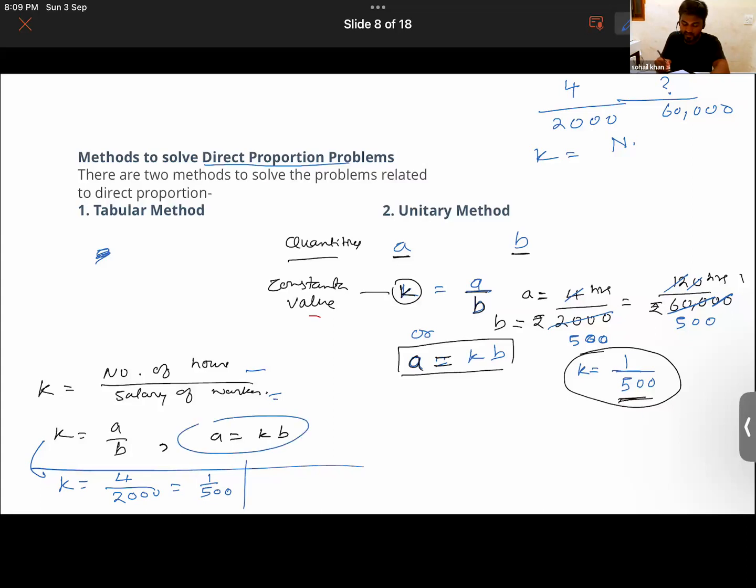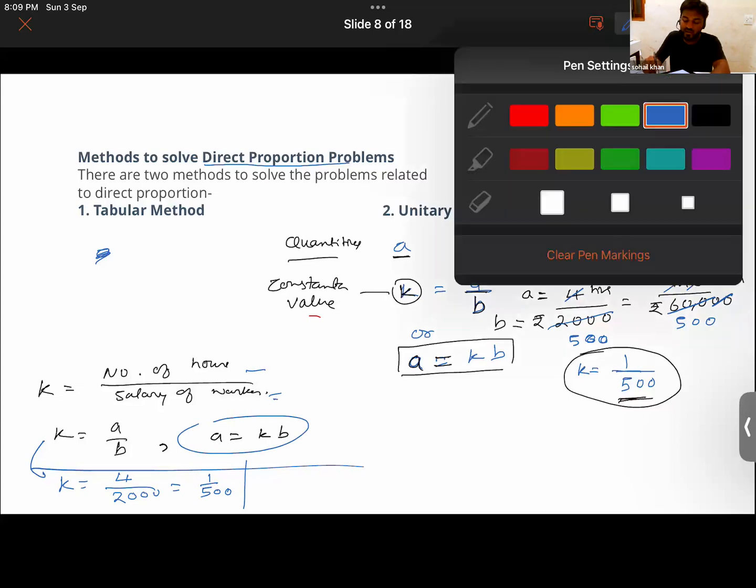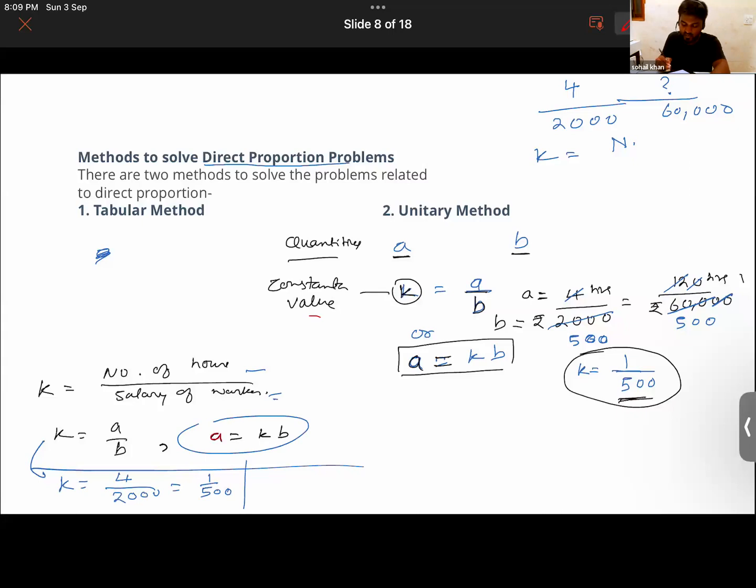Now look at another relation which we can write: A equals K into B. Isn't A the number of hours? So can I not write like this: A equals 1 upon 500. I'm trying to find the answer for this question, which asks me to find the number of hours that needs to be put in to earn this much amount. So that is the A here. A equals 1 upon 500 into 60,000. If you remember, earlier I have taken A and B as number of hours and salary of worker, so you can get the answer like this also. A equals 120 hours, right? Keeping the constant, since the constant value is going to be the same.